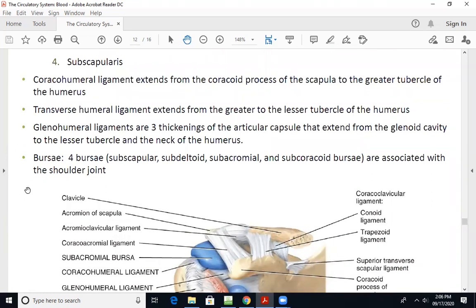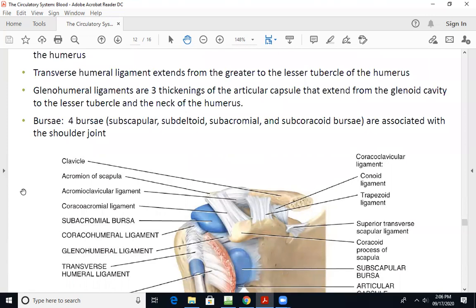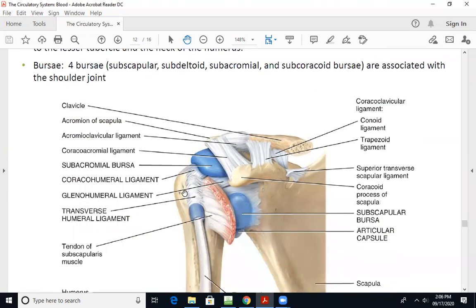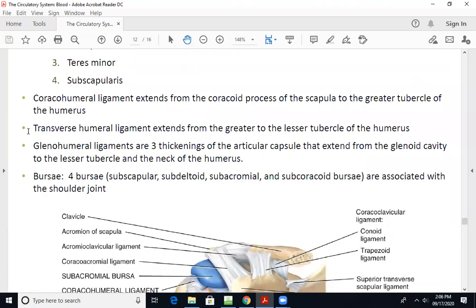We have several ligaments to talk about here for the next couple bullets. The coracohumeral ligament is a ligament shown here, and it's already listed in all caps. That ligament extends from the coracoid process, hence the name coracohumeral, to the greater tubercle of our humerus. The transverse humeral ligament connects the greater and lesser tubercles of our humerus, and it helps keep that biceps tendon from pulling off of the bone. Keeps it nice and tight up against the humerus.